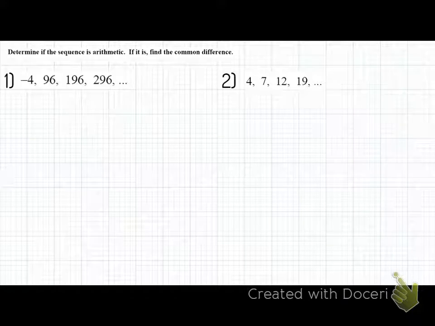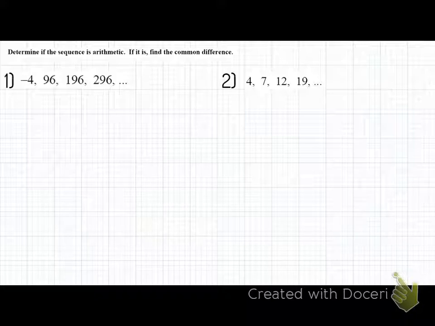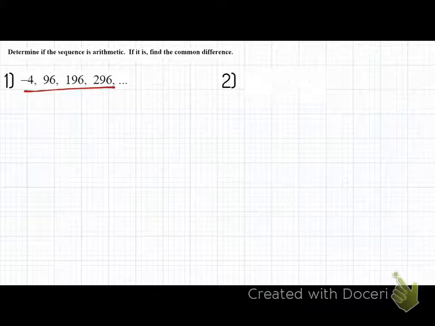Here we go. So on number 1, we have to determine if the sequence is arithmetic, and then figure out the common difference if it is arithmetic. So just looking at number 1, what pattern do you notice on number 1 here? I'm going to hide number 2. Turn to your neighbors, what do you notice is happening from each number to the next? Okay. What are you noticing?